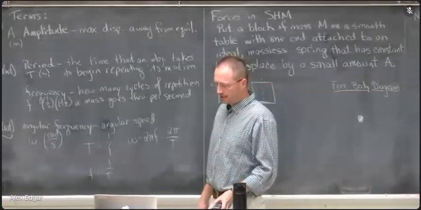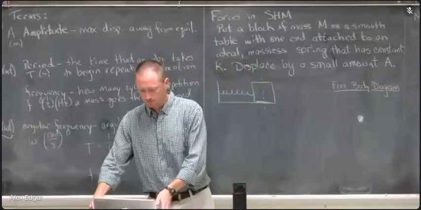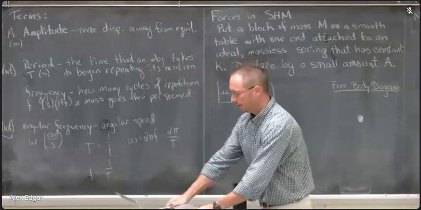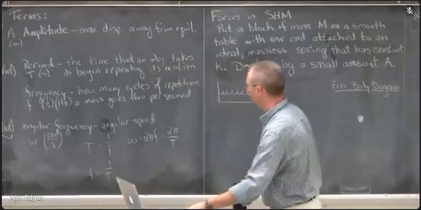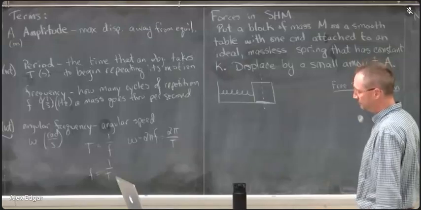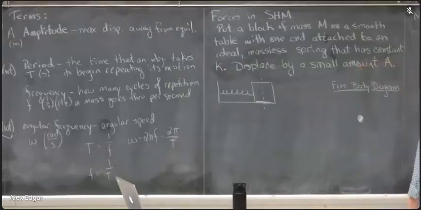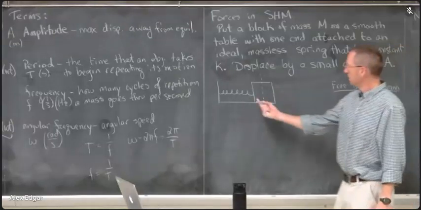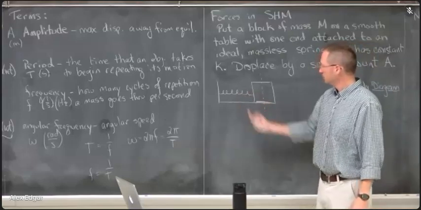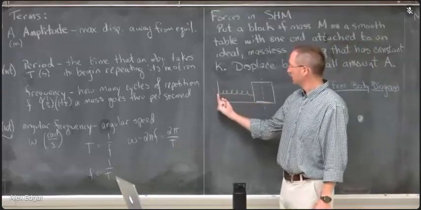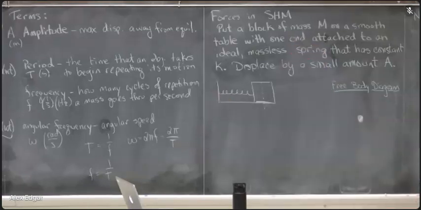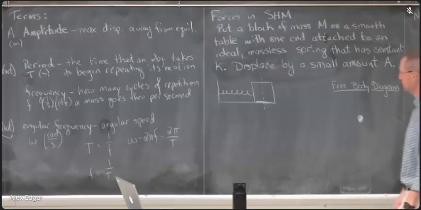We're going to look at forces on simple harmonic motion. We're going to put a block of mass m on a smooth table, and we're going to have one end of the block, one side of the block, attached to a spring, and then the other end of the spring is going to be attached to a wall. And for mathematical simplicity, let's keep that spring to be ideal and massless.